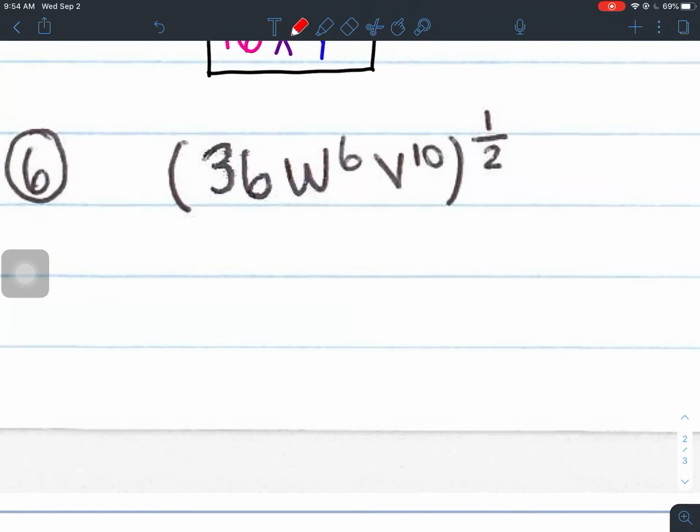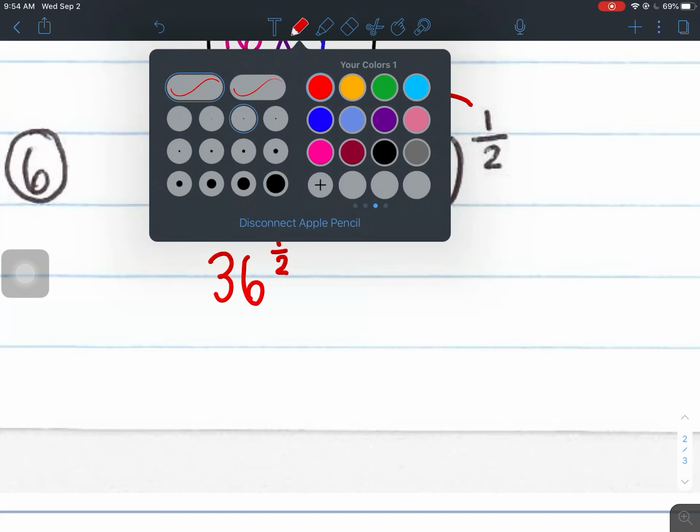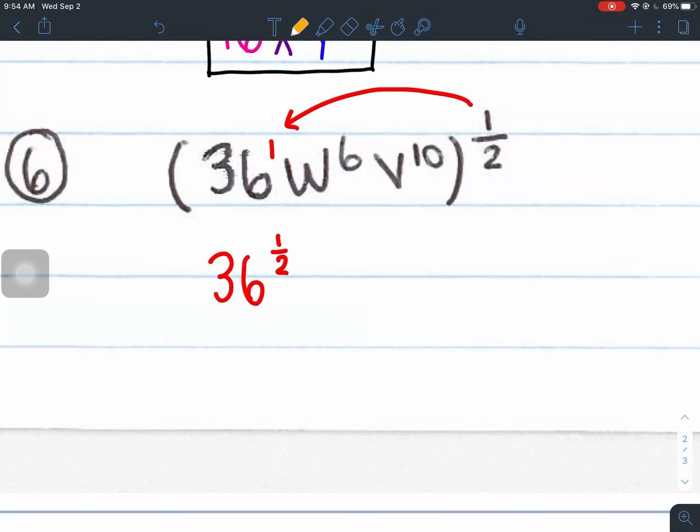All right, now what is the exponent on 36? The exponent on 36 is a 1. The exponent on the w is a 6, and the exponent on the v is a 10. So here we have 3 bases, and they all have an exponent, okay? So we're going to go ahead and distribute the 1/2 in. Now you're going to do 1 times 1/2, which is just going to be 1/2. So I have 36 to the 1/2 power, okay? I know that looks weird because it's a fraction, but it's okay. You're going to treat it exactly the same. You still multiply. 1 times 1/2 is 1/2.